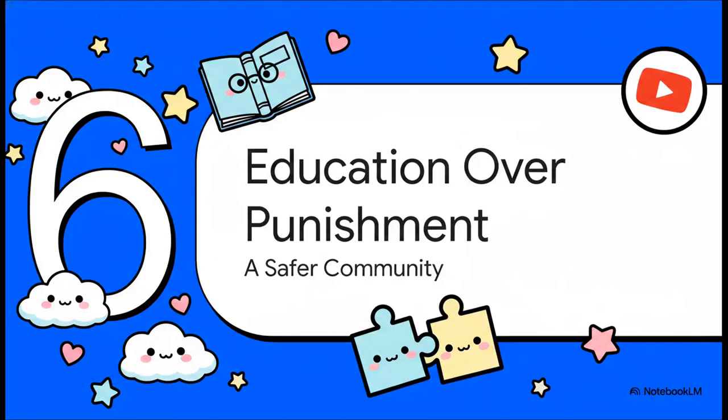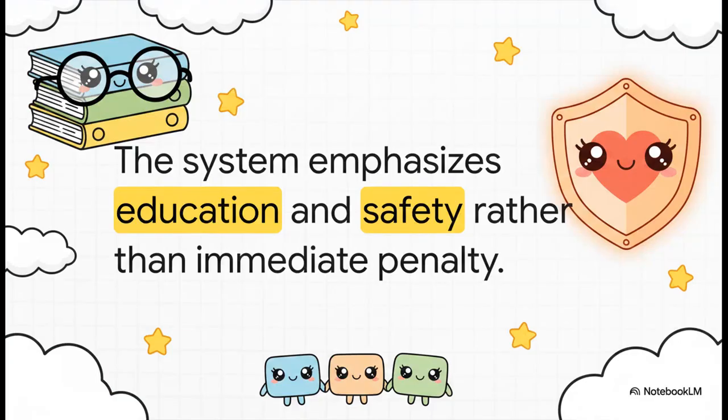Section 6. Education over punishment. A safer community. Let's kind of zoom out for a second and look at the big picture here. Ultimately, YouTube actually wants you to succeed. I know it doesn't always feel like it, but they've built this system with real, tangible guardrails, putting a huge emphasis on education rather than just instantly punishing you. By offering these policy trainings and letting warnings actually expire, they're giving creators real opportunities to learn, adapt, and make informed choices. It keeps the broader community safe, but without forcing everyone to create in constant fear.